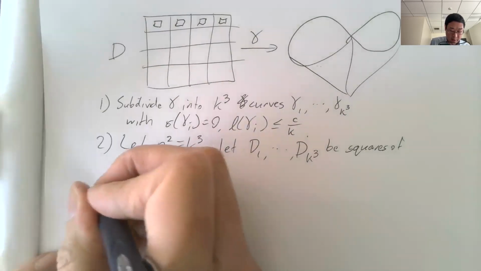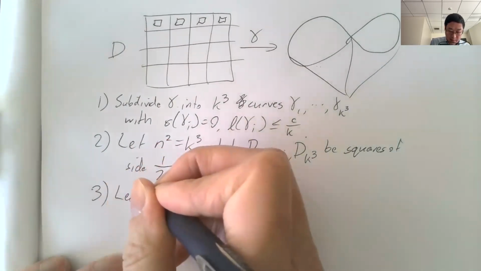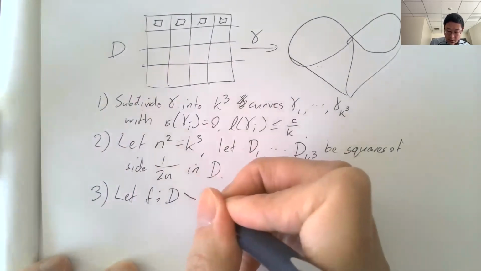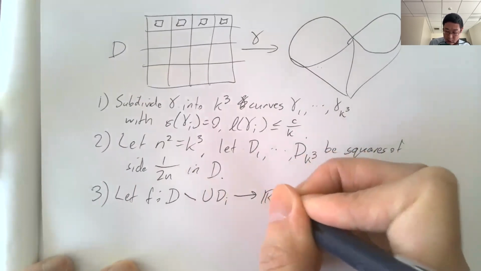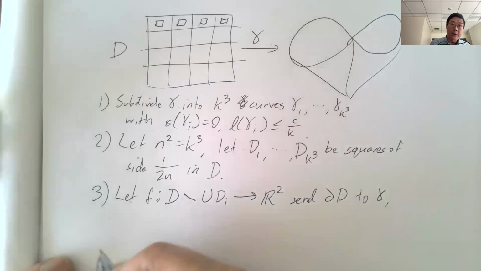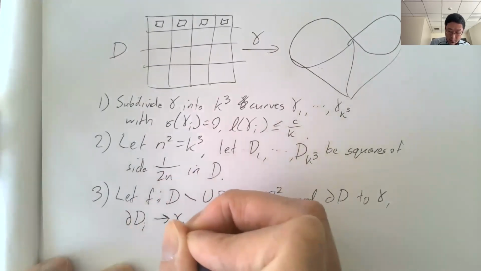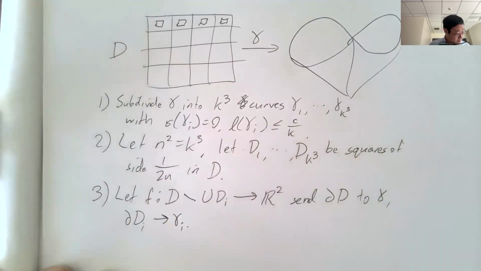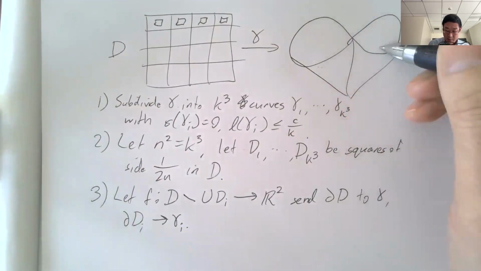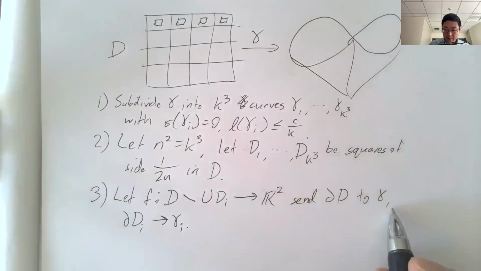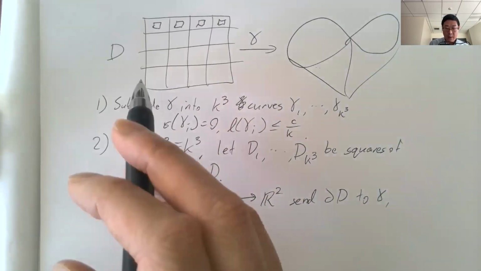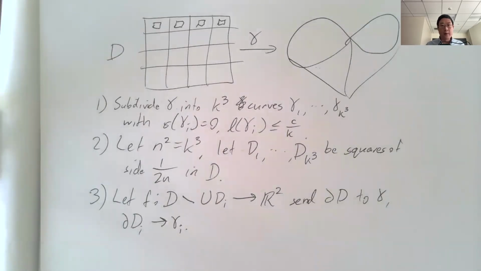And then we do exactly the same thing that we've been doing, this same rescaling construction. We define f on the big square minus the union of little squares. It's going to send the boundary of the big square to gamma. It's going to send the boundary of the little squares to these little curves gamma i. And what happens in between? Well, basically, we have some mesh, some graph that we've drawn in the plane made up of all these little subdivisions gamma i. And we're just going to send everything between the big square and the little squares to that graph. So everything between the big square and the little squares has rank one, and has signed area zero.